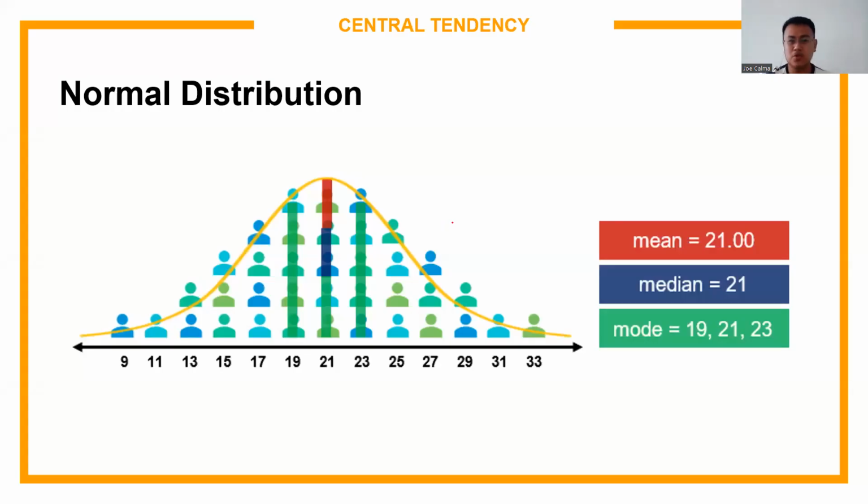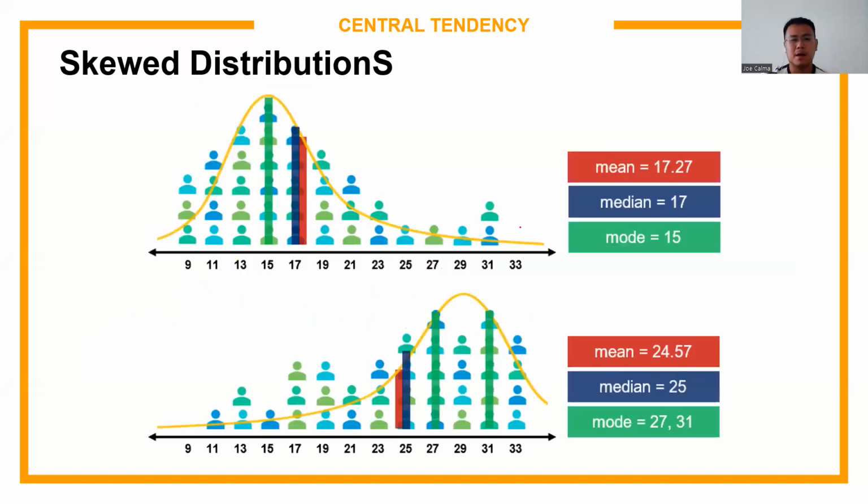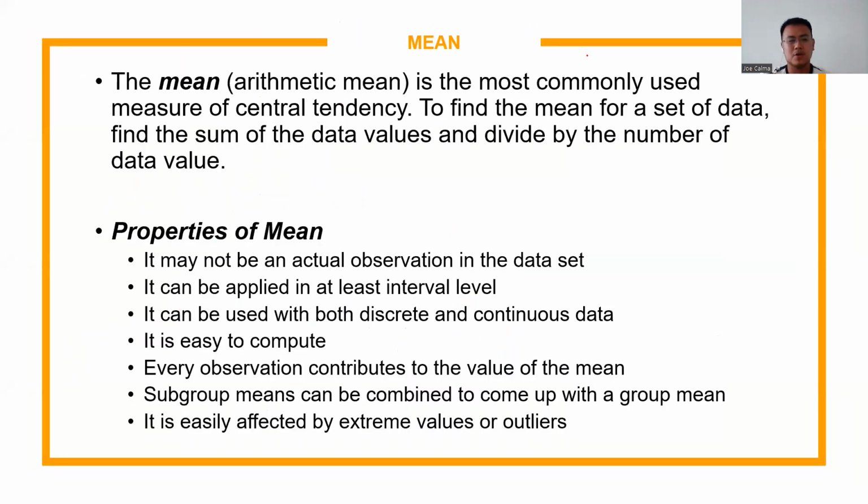Okay? So, to visualize, this is just for visualization. Kapag daw normal distribution, equal yung mean, median, mode. Kapag naman skewed, kapag right skewed, this is right skewed, yung arrangement ay mode, median, mean. Kapag naman left skewed, yung arrangement, mean, median, mode. Okay? So it's just a visualization. There's no need to. Okay? Now, let's start with the mean.